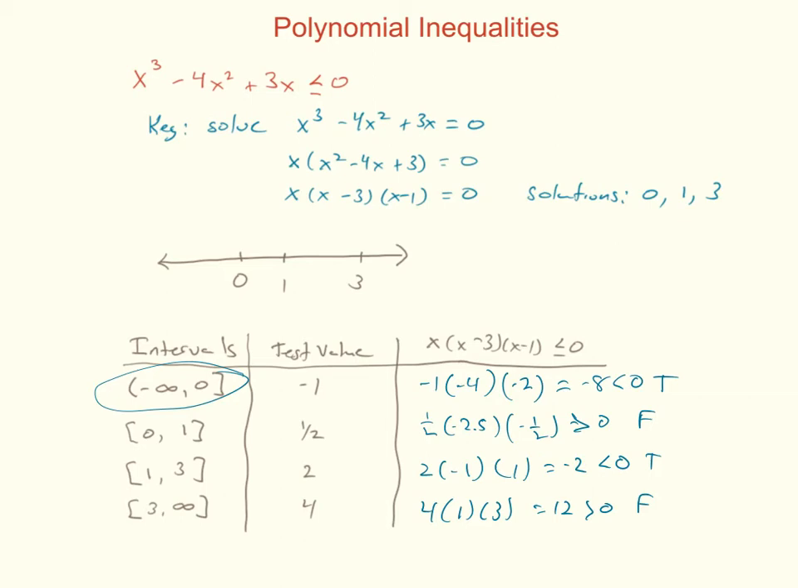So in this case, my solution is just going to be the interval from negative infinity to 0 union the interval from 1 to 3. If I look at it graphically, it's going to be this part here shaded, and then here shaded there.